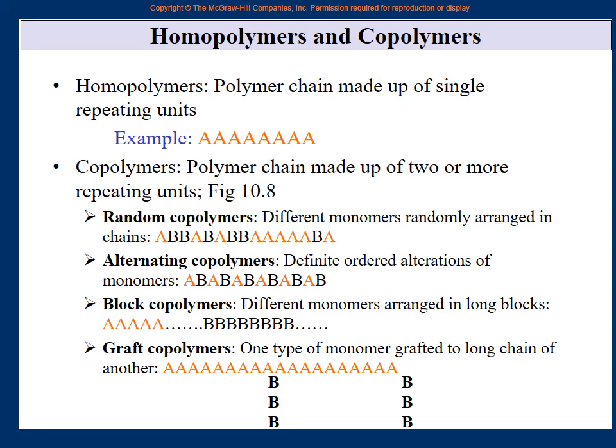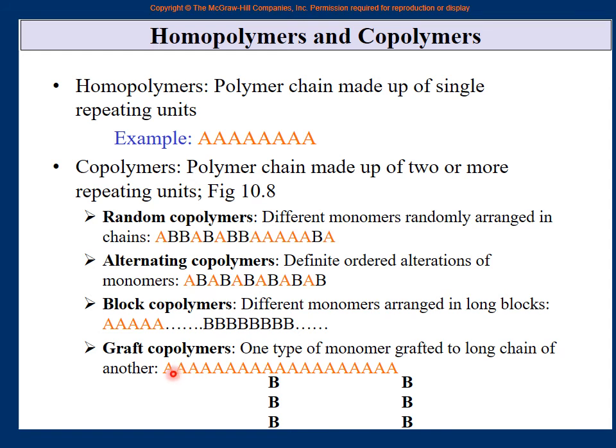So this is also possible. And if it is random, A then two B's, A then one B, A 3, 4, 5 A's, and any random order, then it is a random copolymer. If the order is alternating, A, B, A, B, A, B, A, B, then it is alternating. If it is in blocks, several of A's, then several of B's, then several of A's, then several of B's, then it is a block copolymer.